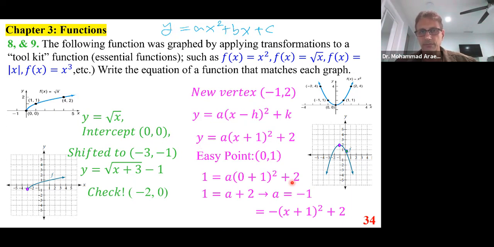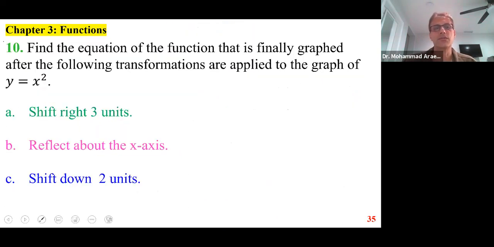Transformation. We continue with transformation as follows. We want to find the equation of a function that is finally graphed, starting with y equals x squared. So we are going to start with this, and we're going to shift to the right by how many units? 3 units. As we shift it to the right, we say x minus whatever the number of units, 3, so x minus 3 squared.